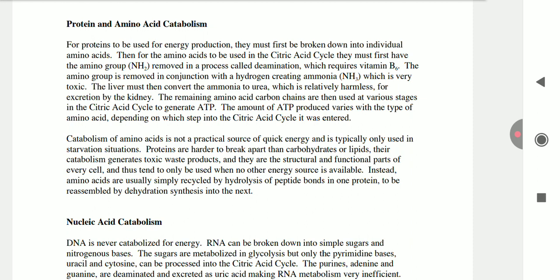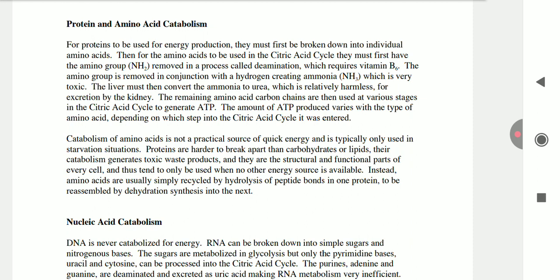The amino group is removed in conjugation with hydrogen, creating ammonia, which is very toxic. The liver must then convert the ammonia to urea, which is relatively harmless, for excretion by the kidney. The remaining amino acid carbon chains are then used at various stages in the citric acid cycle to generate ATP. The amount of ATP produced varies with the type of amino acid, depending on which step into the citric acid cycle it entered. Catabolism of amino acids is not a practical source of quick energy and is typically only used in starvation situations.